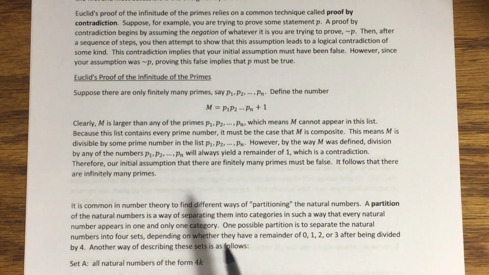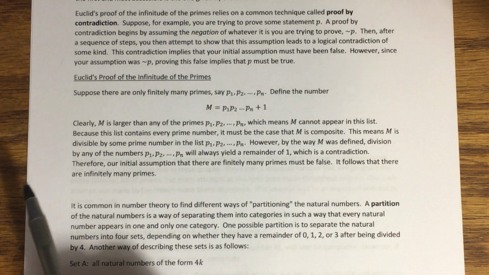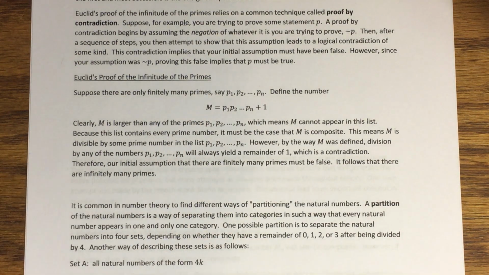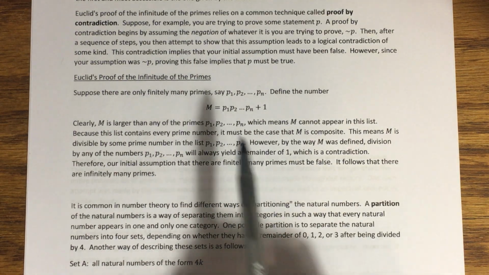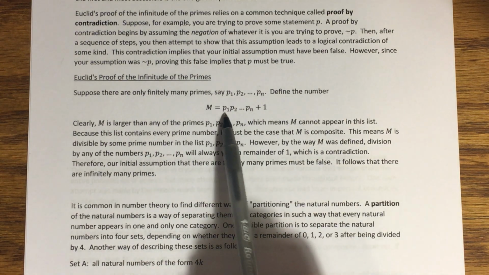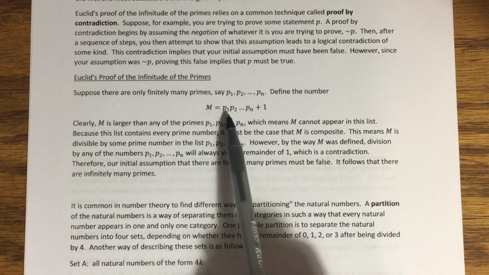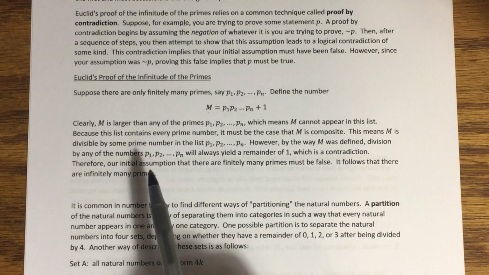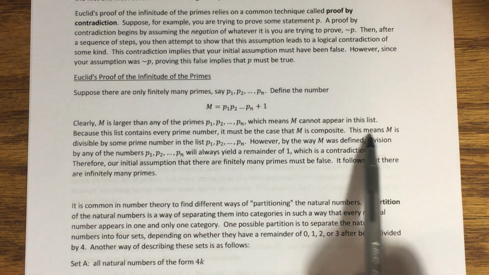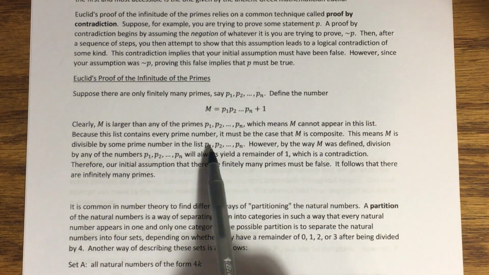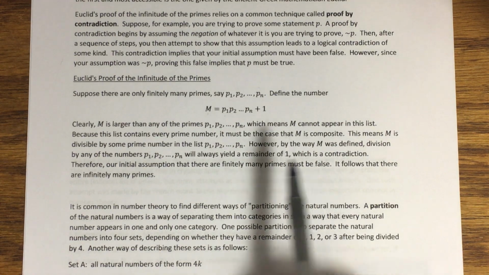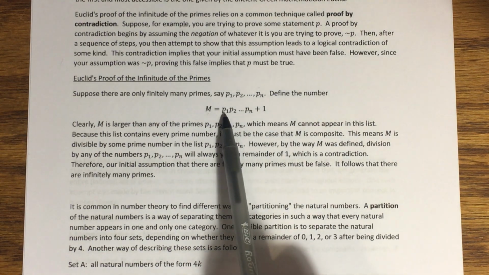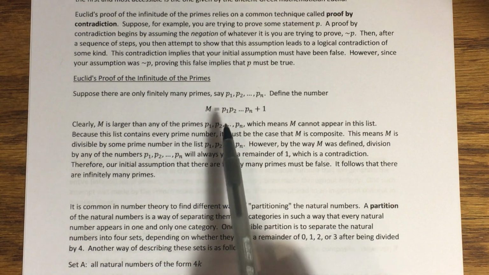Now, one thing we know about composite numbers from the fundamental theorem of arithmetic is that you can write any composite number in a unique way as a product of prime numbers, or it has a prime factorization. But if these are all the prime numbers, then I should be able to write m as a prime factorization of some collection of these primes here. Okay, so that's what this statement here is saying. M must be divisible by some prime number in this list. But the way that we defined m actually implies that that's not true.